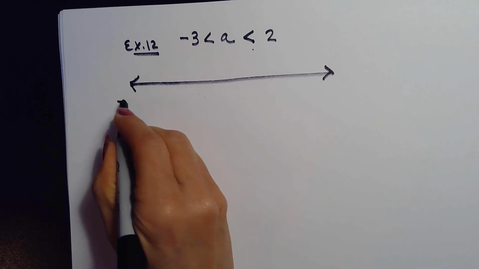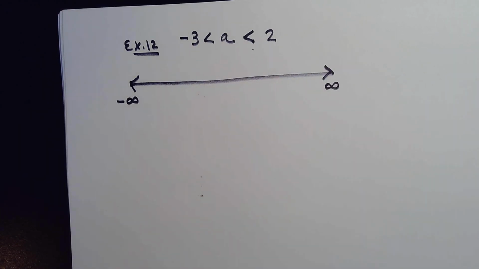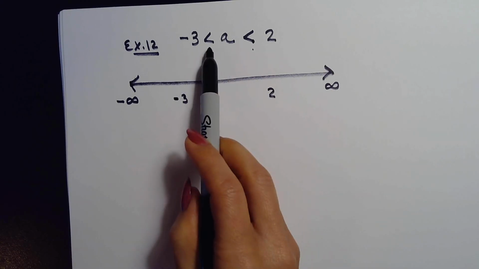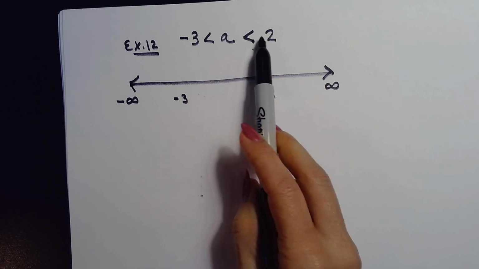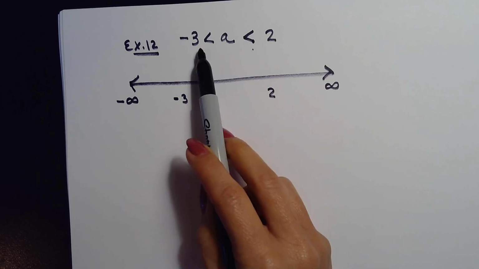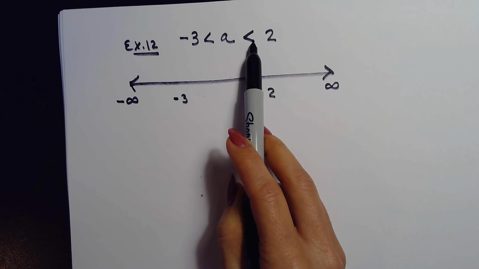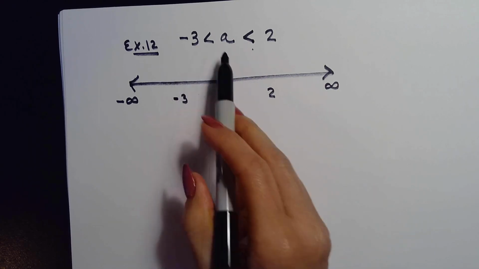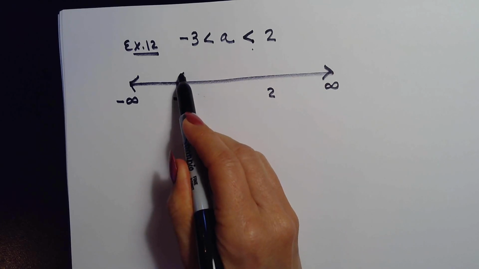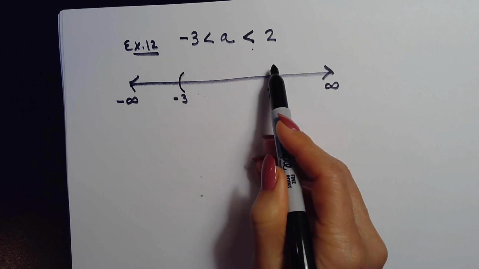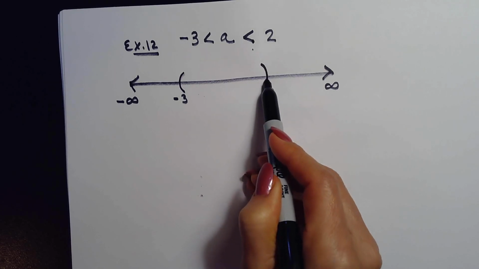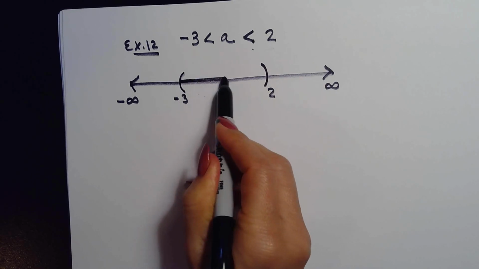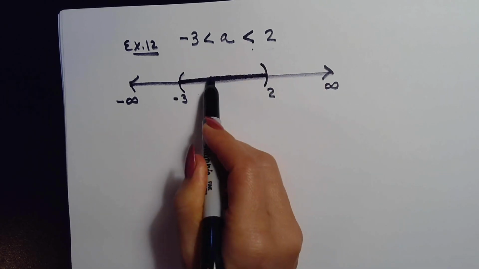And remember that we have negative infinity, positive infinity, negative 3, and 2. And you don't see an equal sign here on the inequality signs. There's just less than, less than. So a is between the two. So it's going to be open parentheses at negative 3 and open parentheses at 2. And they're going to be facing each other because a is between these two numbers. And you're going to shade right in the middle, right? So this is the graph.